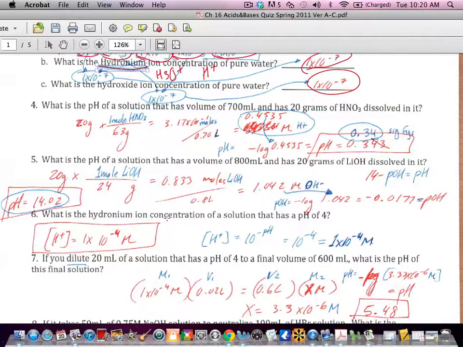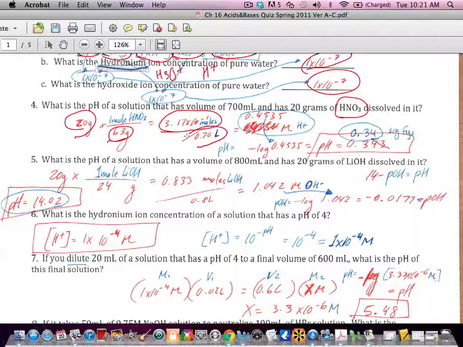Let's see. Number 4, what's the pH of a solution that has a volume of 700 milliliters and has 20 grams of nitric acid, HNO3, dissolved into it? Nitric acid weighs 63 grams for every 1 mole. You have 20 grams of it. That means you have 3.17 times 10 to the negative 1 moles.